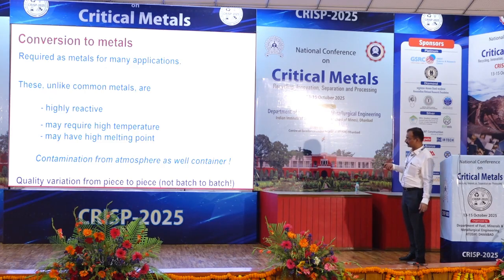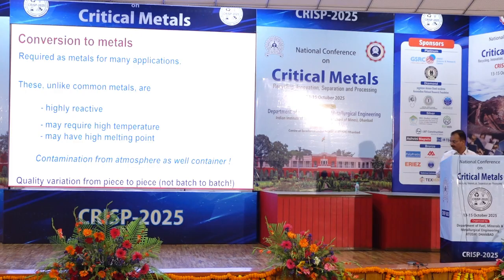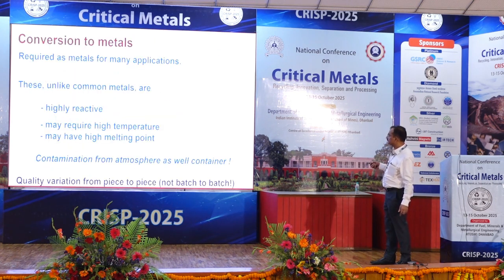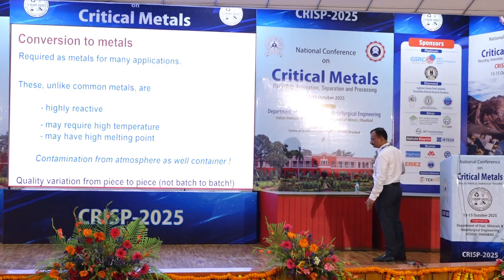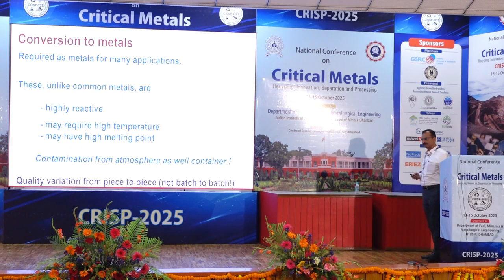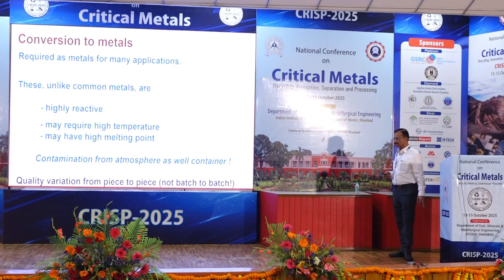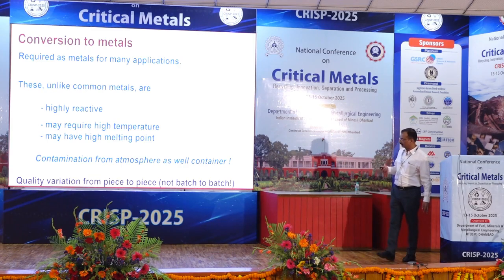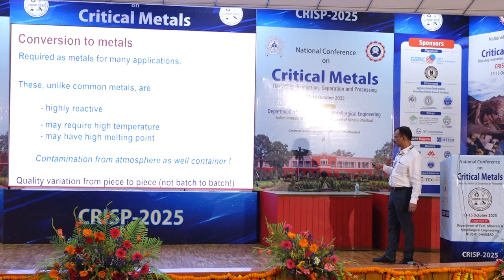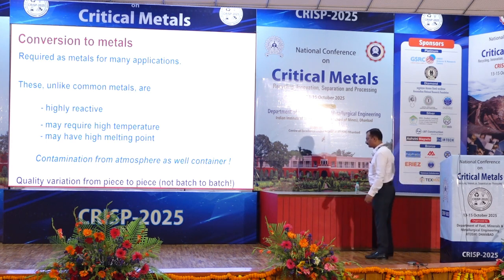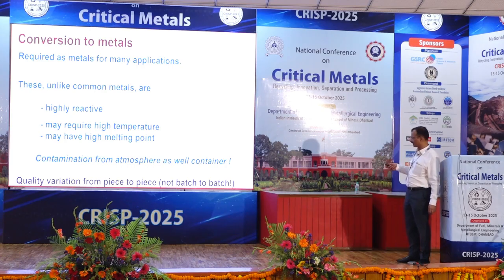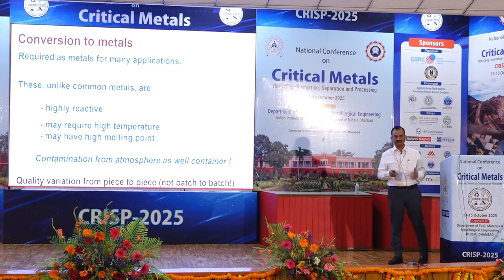So, unlike common metals, these metals are quite reactive. They require high temperature, and so they may have high melting point. Usually metallurgists are comfortable with steel making, which requires temperatures of up to 1600 degrees Celsius, and the technology is quite mature. But many of these metals may have very high melting points, and then the contamination from container also may come, as well as from atmosphere. And the variation in quality may happen from piece to piece. And even in a single piece, there may be variation from top to bottom.